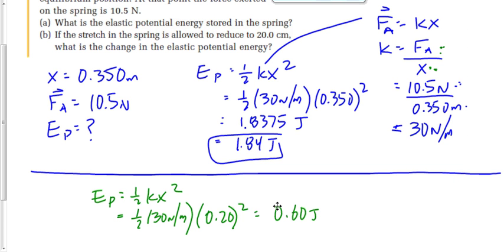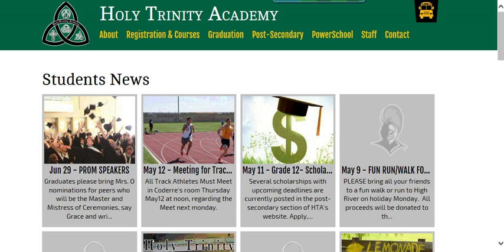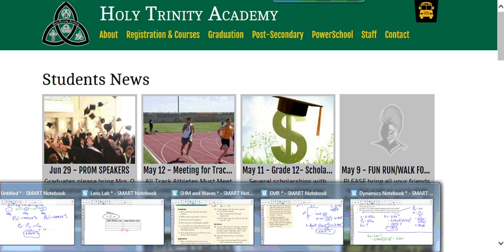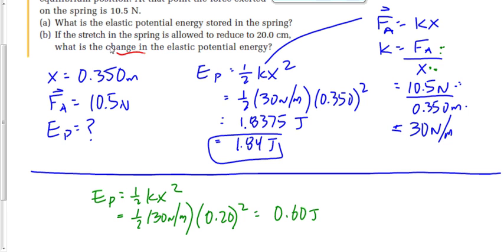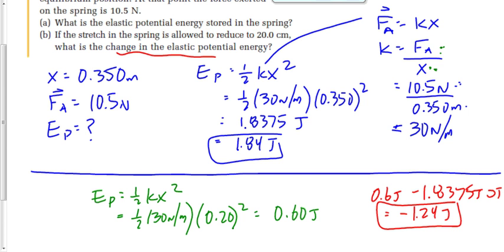Now, if I want to find the change in elastic potential energy, then I'm going to say 1.8375 joules minus 0.6 joules gives me, actually it should be the other way around, right? Final minus initial. 0.6 joules minus 1.8375 equals, is that going to be negative 1.24 joules? Is that okay?